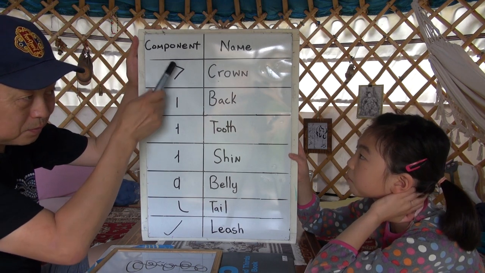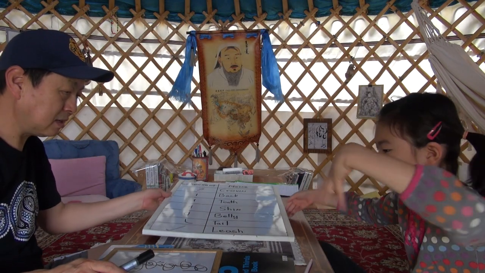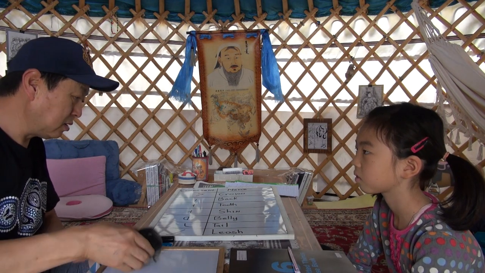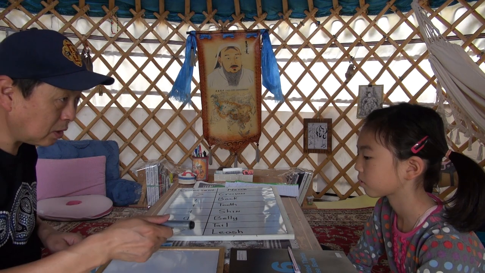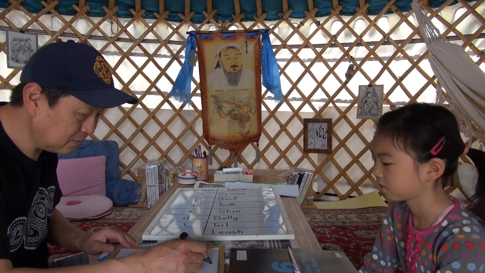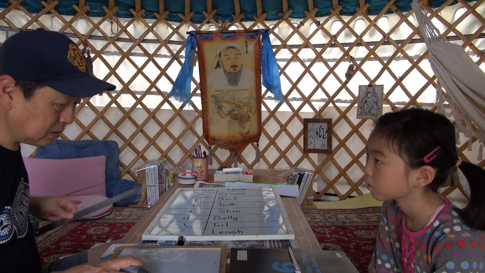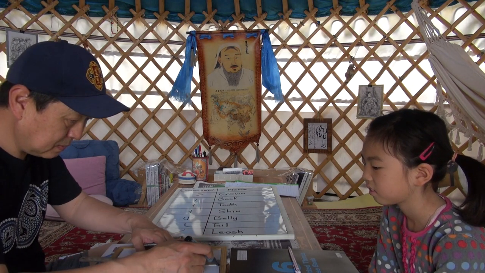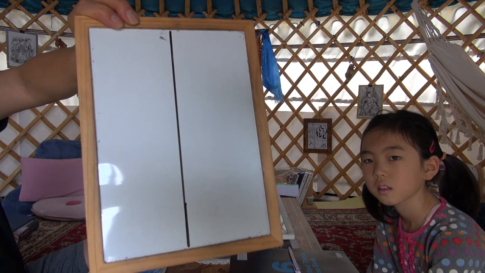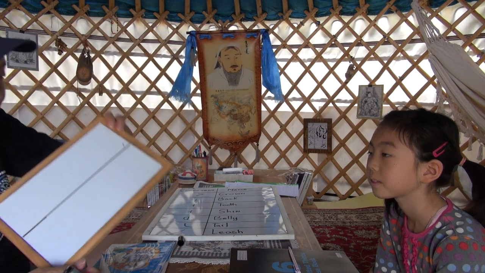This is the component. And then what we're going to learn is how to write this stuff. Would you want to try first or let Daddy do first? You. So first, when we write Mongolian letters, it's better to have a line, because we write Mongolian letters from top to down, right?